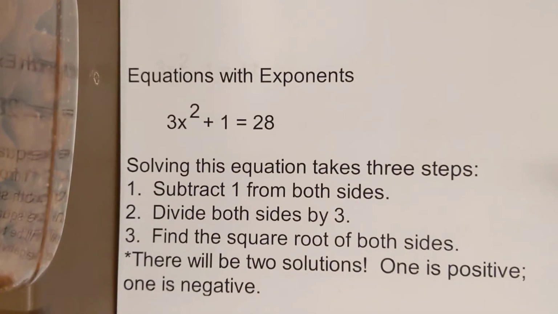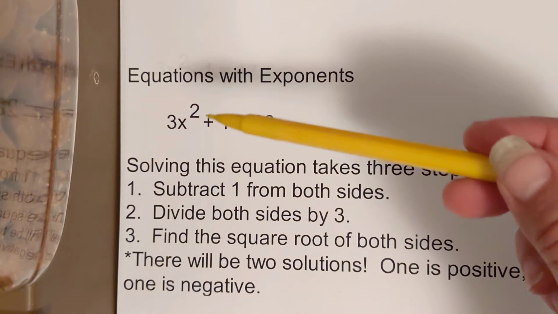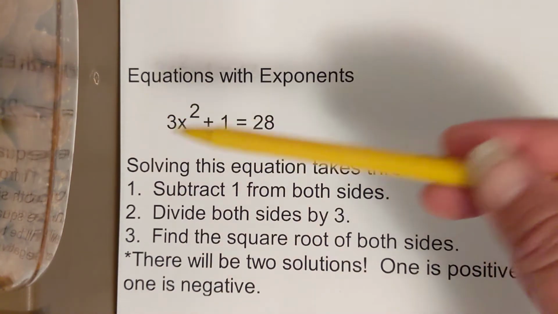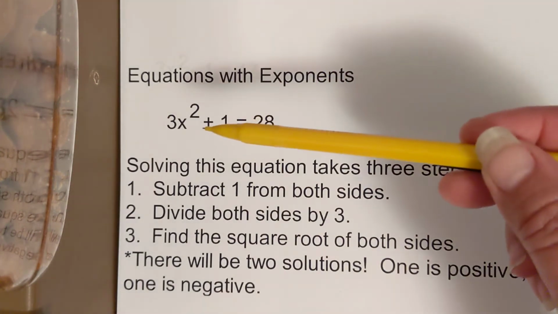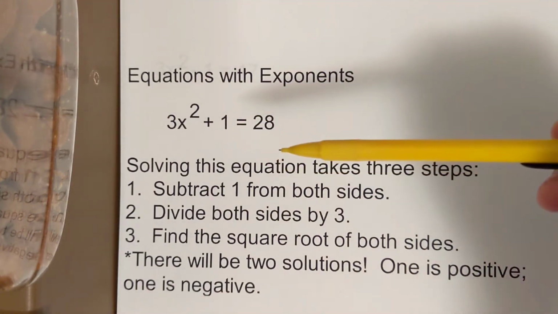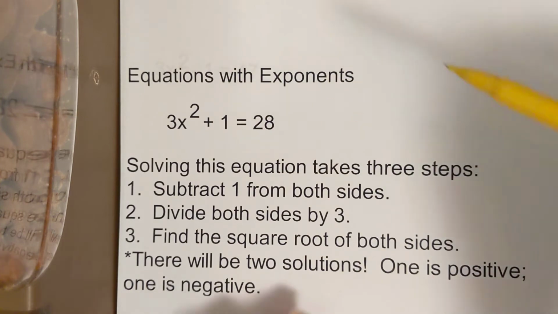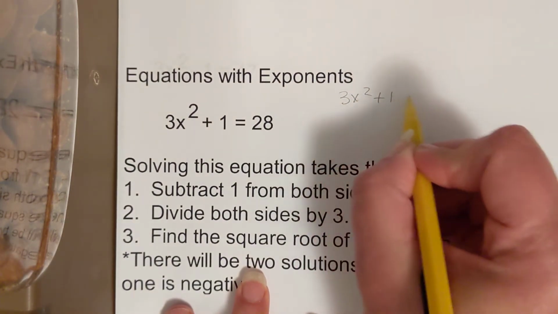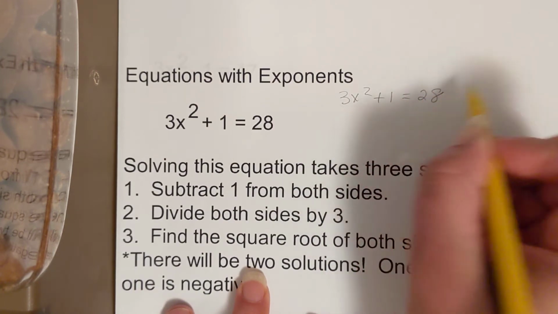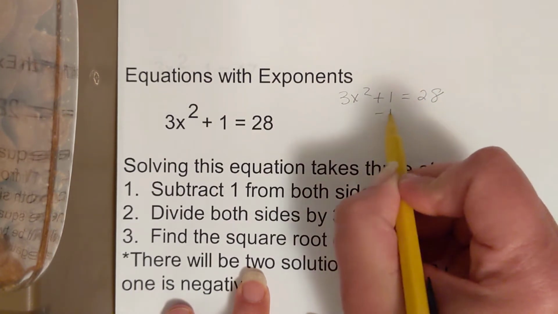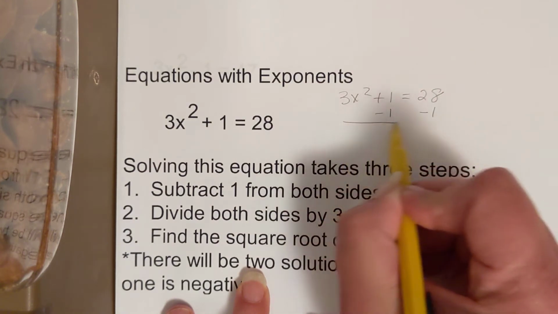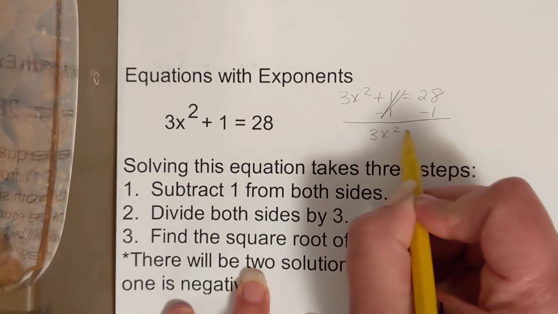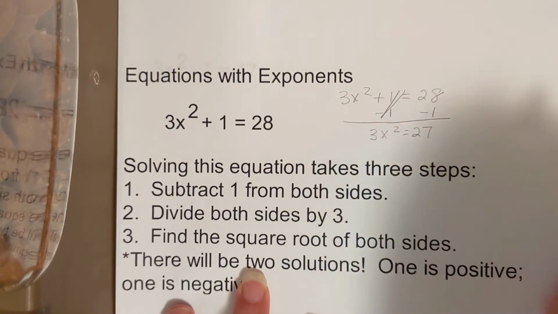Solving this equation is going to take 3 steps. The first thing I'm going to do is get this term that has the x in it isolated. So first step, subtract 1 from both sides. Let's start with our 3x squared plus 1 equals 28. Let's subtract 1. Subtract 1. So that goes away. I now have 3x squared equals 27.